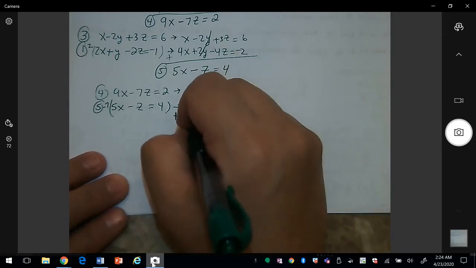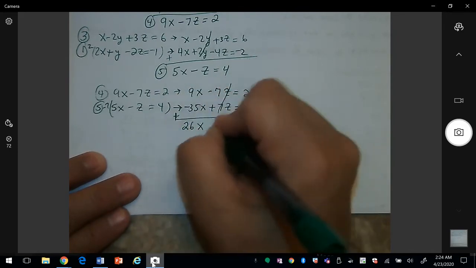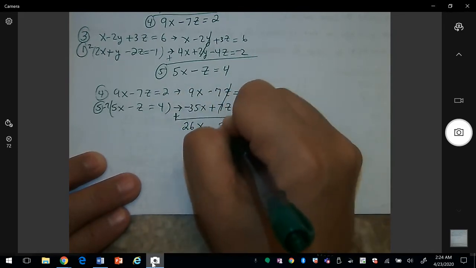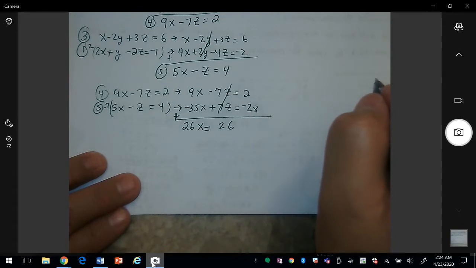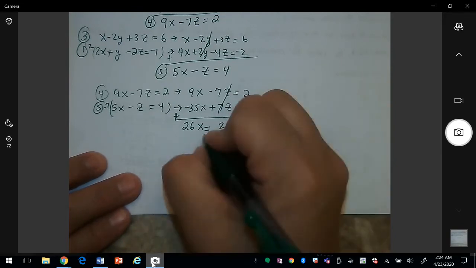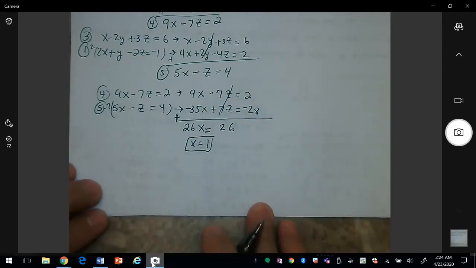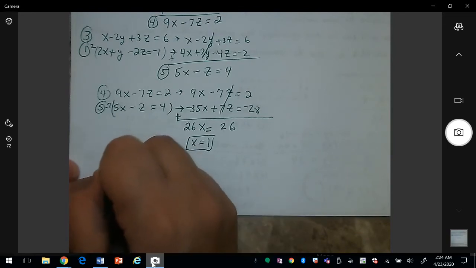So we're going to get 26x is equal to 26. So x is going to be equal to 1. Okay, so we can back substitute.